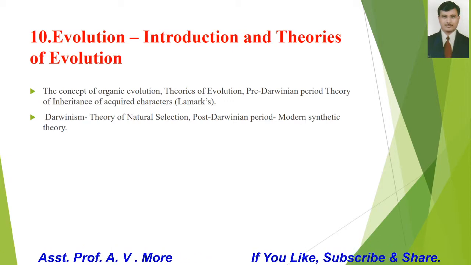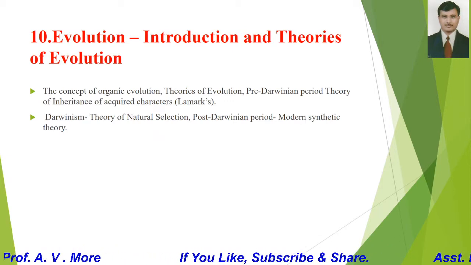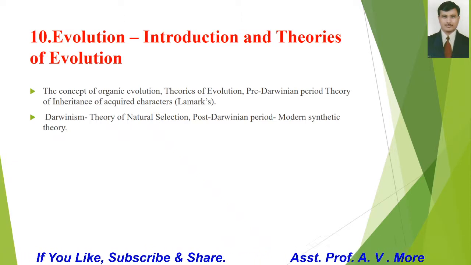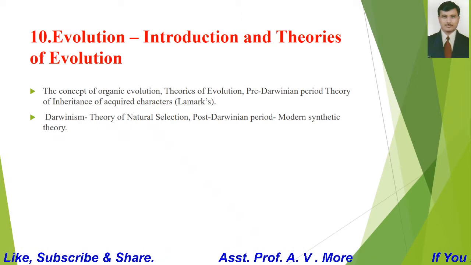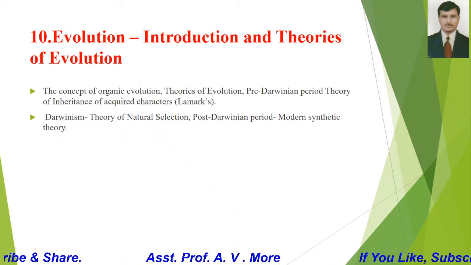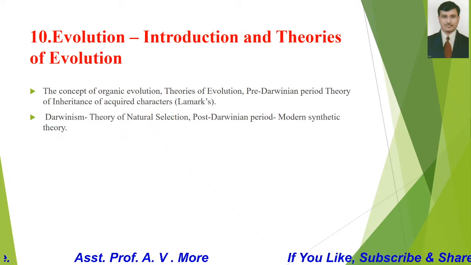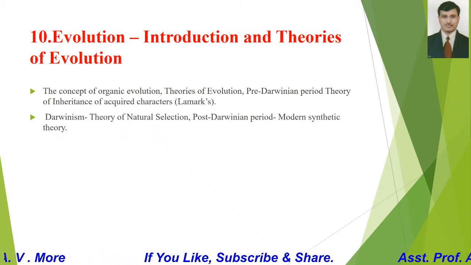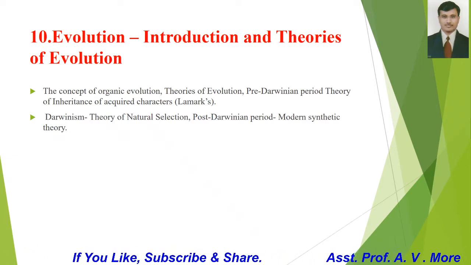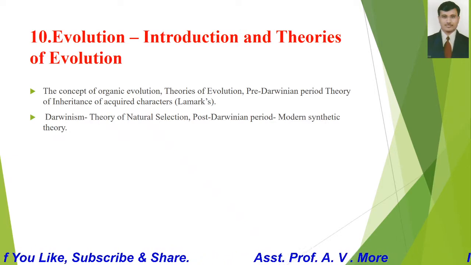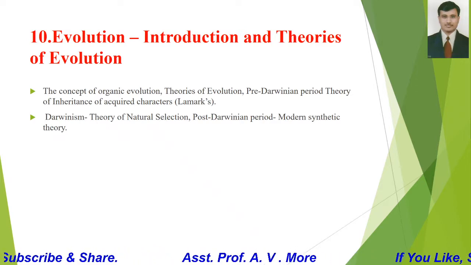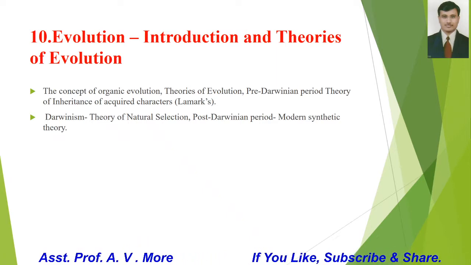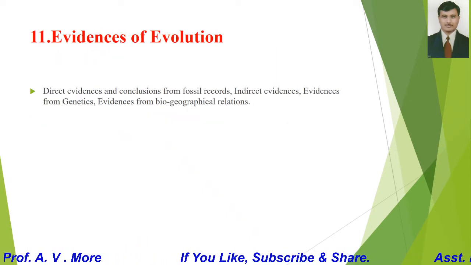Next, that is unit number 10, evolution. In that topic we have to study introduction and theories of evolution. This is a very important topic. In the topic we have to study the concept of organic evolution, theories of evolution, pre-Darwinian period, theory of inheritance of acquired characters, that is Lamarck, or we call Lamarckism. Next, Darwinism, theory of natural selection and post-Darwinian period, modern synthetic theory. So all those points we have to study in that topic, that is evolution.